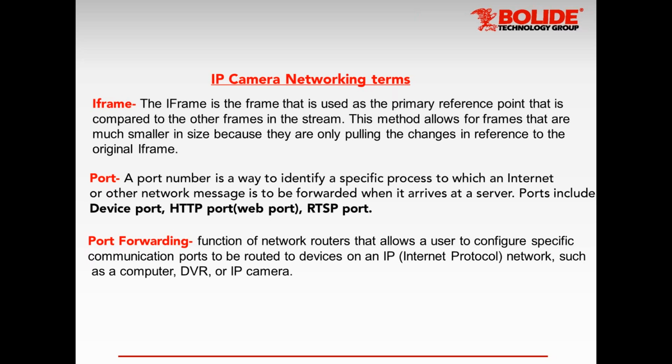Correct. Okay. Correct. Port forwarding. You hear this all the time. It's a function of network routers that allows a user to configure specific communication ports to be routed to devices on an IP network, such as a computer, DVR, or an IP camera. So port forwarding, a lot of customers and installers are afraid of port forwarding. And today we're going to show you that it's not anything to be afraid of. It's pretty simple once you get to know how to do it. Port forwarding basically is a path that allows the device to get in and out of the internet. And we do that through ports that we just talked about. And we'll get a little more in depth in that next.